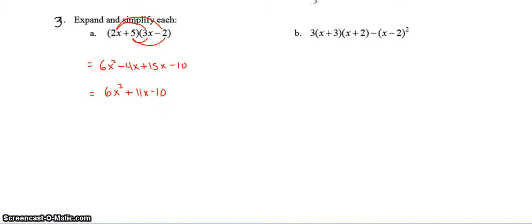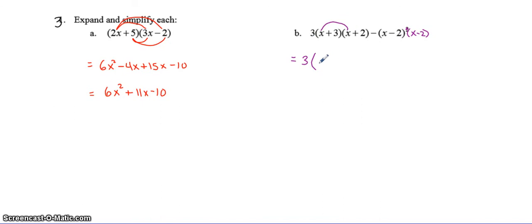For example B, when you have a binomial squared, what you want to remember is anything squared means you multiply it by itself. So x minus 2 squared means you're just going to multiply x minus 2 by itself. So the first thing that you do when you get a question like this where there's two sets of foiling is you do each foiling part first. So in the first half of the question, leave the 3 for now and FOIL these brackets.